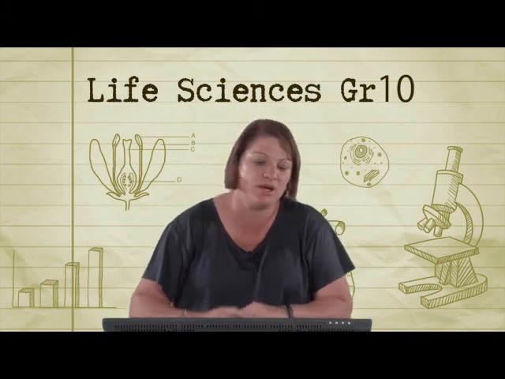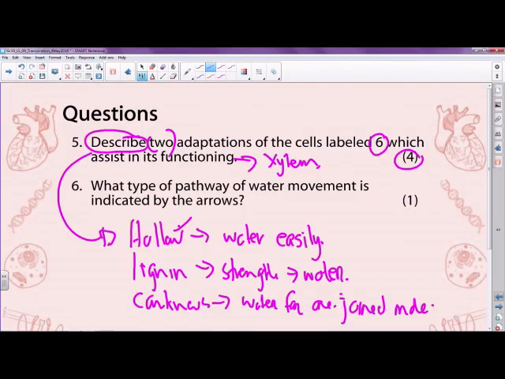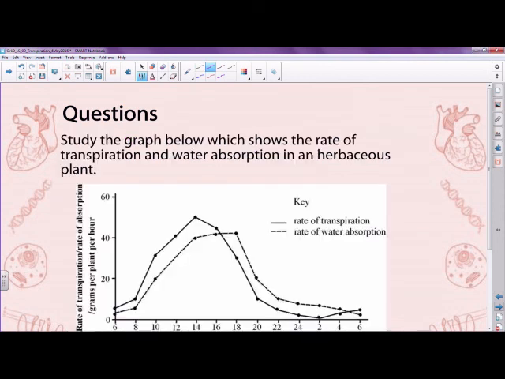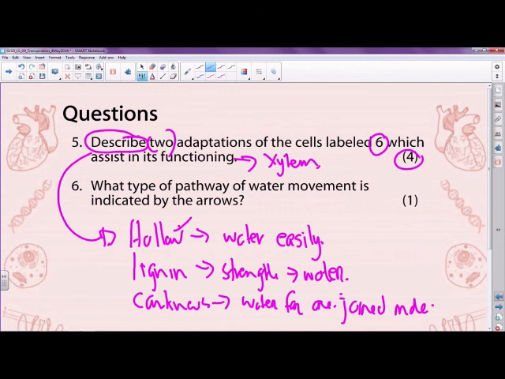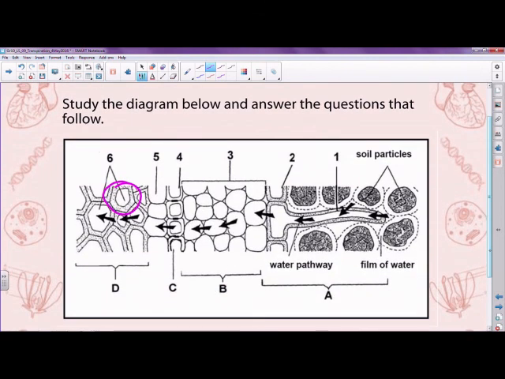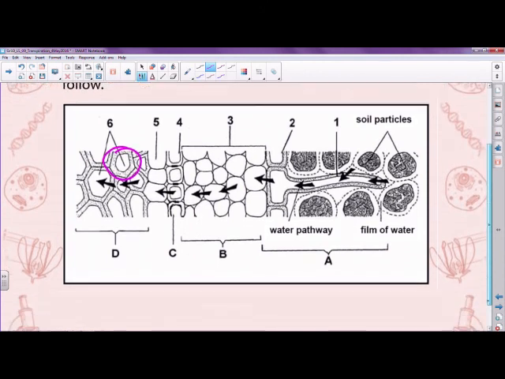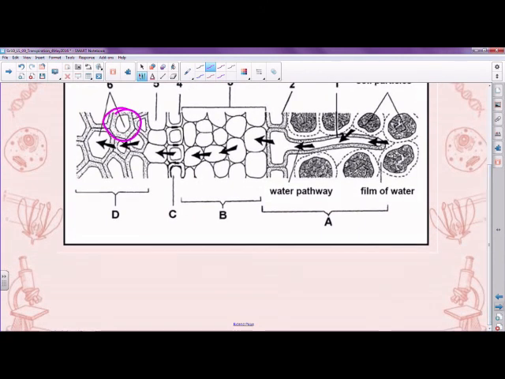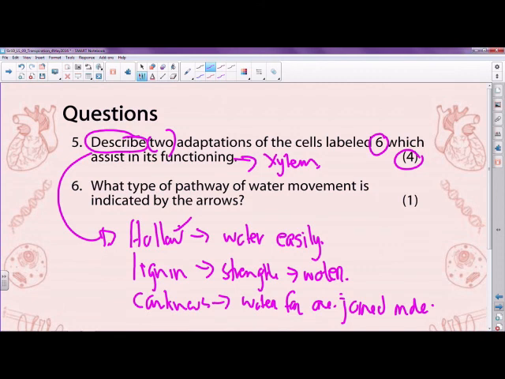And the last one, what type of pathway of water movement is indicated by the arrows? I think we might have time. Guys, the arrows, it's going through the cells. And there are 2 pathways, the symplastic and the apoplastic, and it is the symplastic.